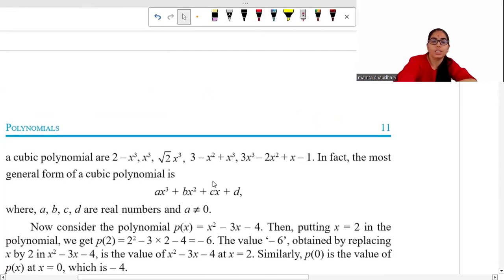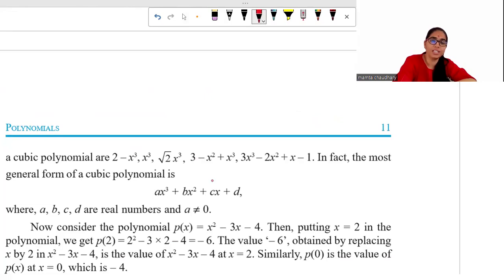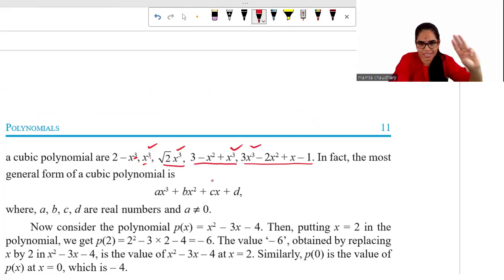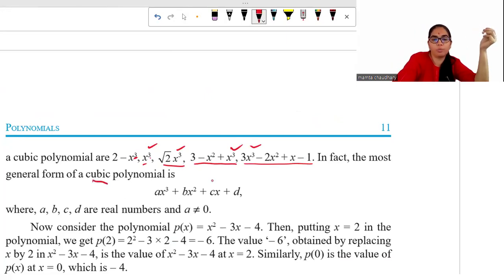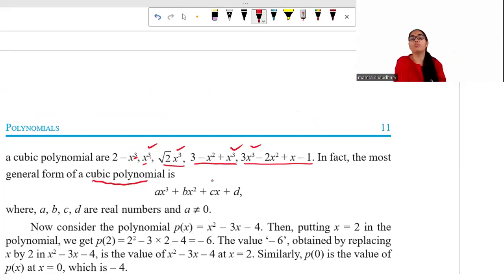Now here, 2 minus x cubed. What's the highest power of x here? 3. So if we have the highest power of x as 3, we call it a cubic polynomial. What do we call it? A cubic polynomial.